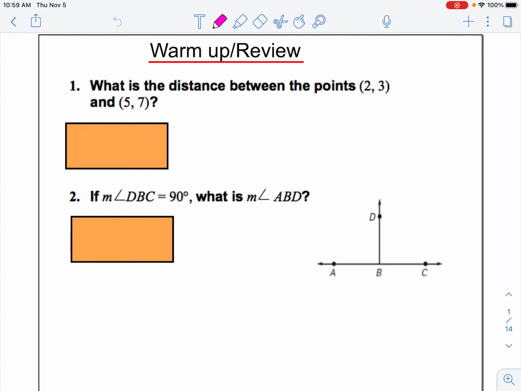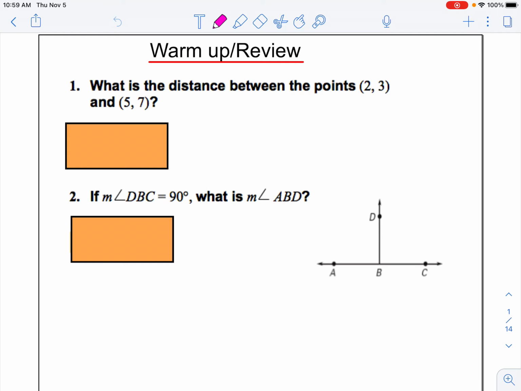Section 3.6, we're going to talk about perpendicular lines theorems. And so here's a quick warm-up review of some things that we're going to be talking about and that we will need. So go ahead, pause the video, try these two problems, and see if you get the correct answers.